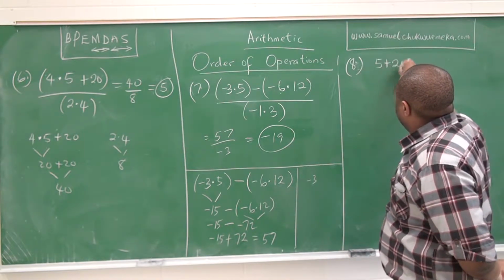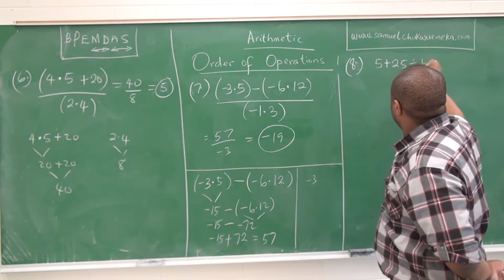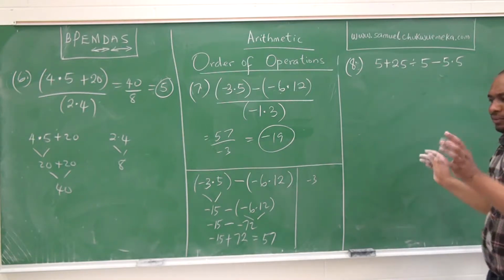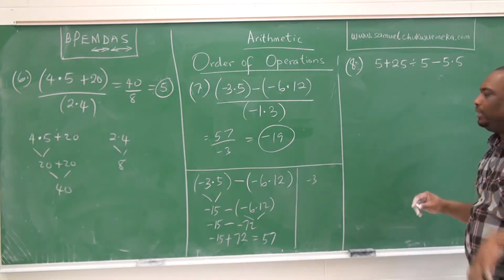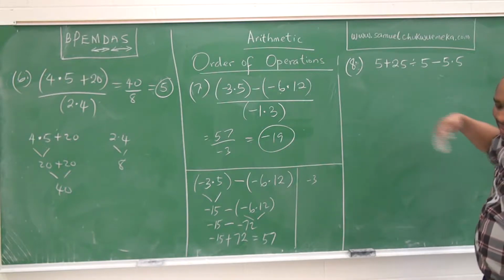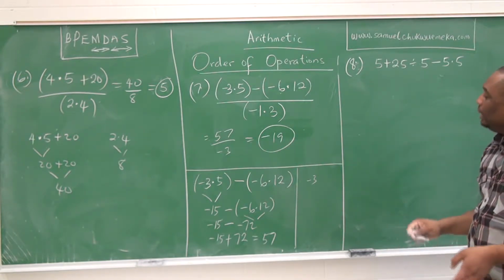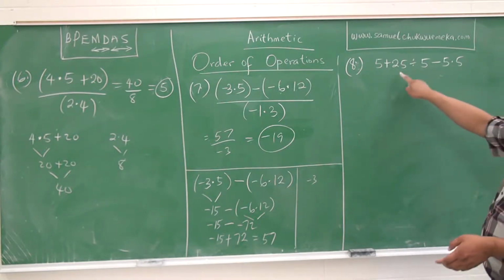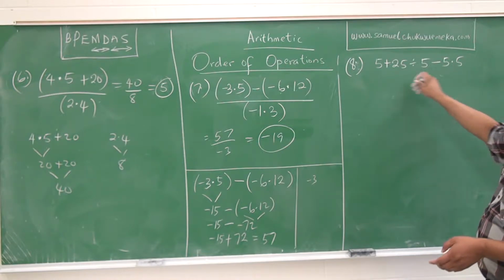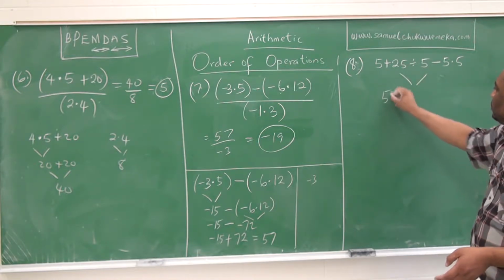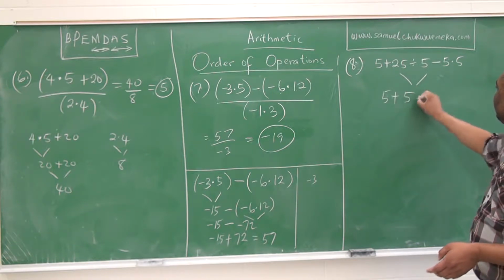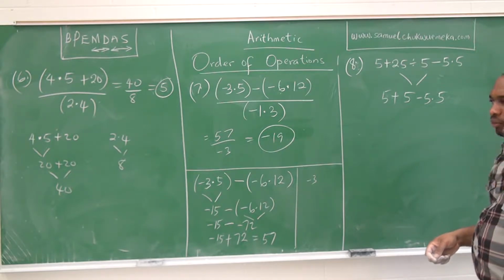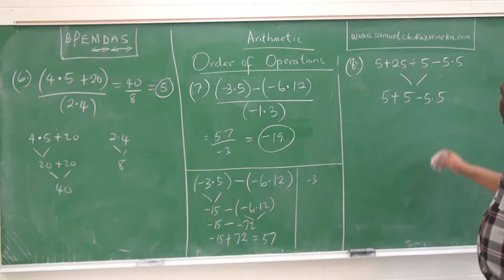5 plus 25, I believe you can do this one. Divided by 5 minus 5 times 5. But I'm doing this for my students that really need extra help. So that's why I'm doing a lot of questions so that they will get it right. Okay, now in this case, division first. So this is 5 plus 25 divided by 5 is 5, then minus 5 times 5. Do it, operate one operator at a time. One operator at a time.